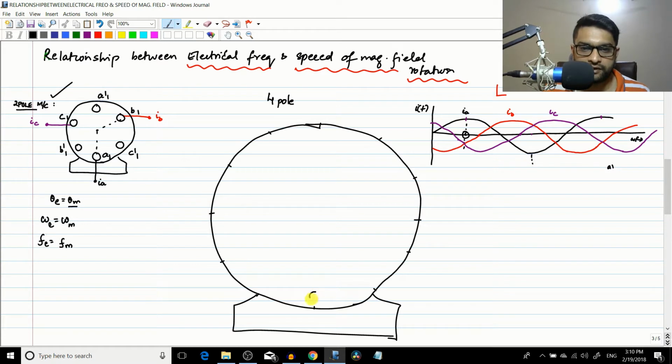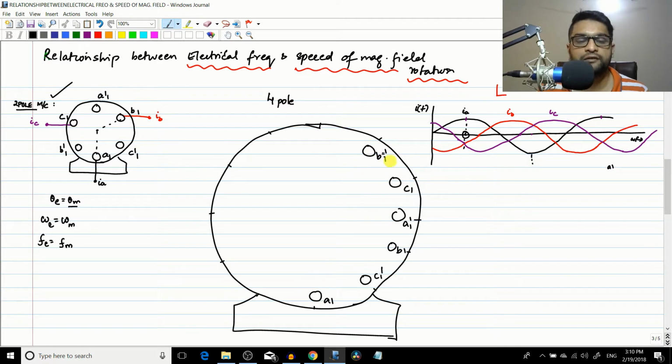So here you are having your A1, C1 dash. See, I'm just repeating it. And this will be B1, and this will be A1 dash. See, I'm just moving it like this. So this will be your C1, and then this is B1 dash. And here ends the first set of coils.